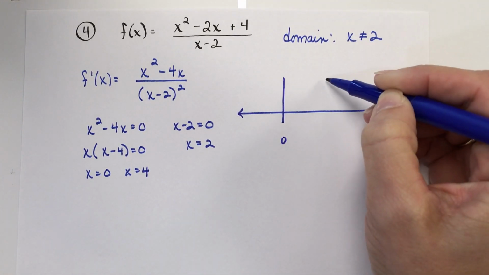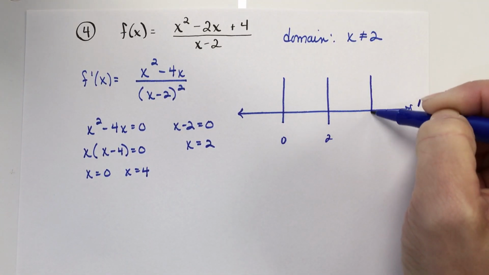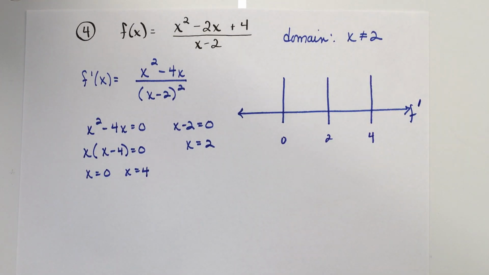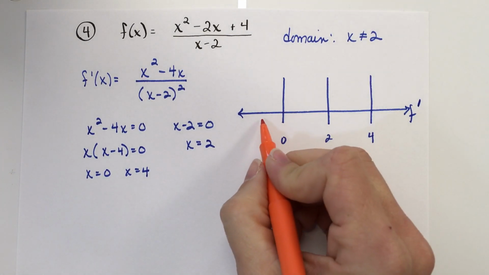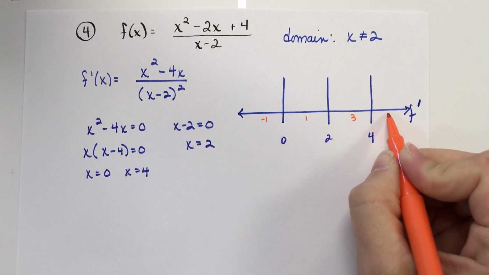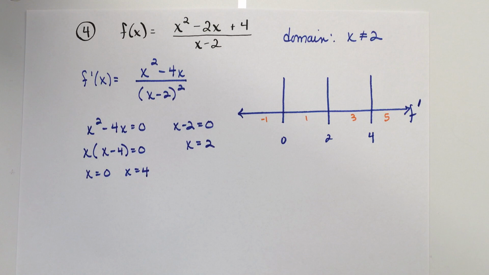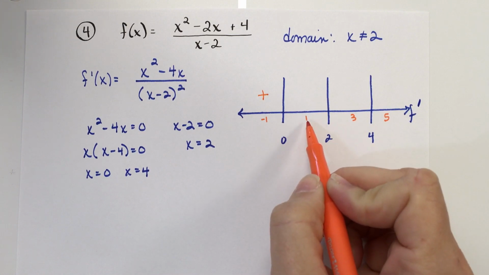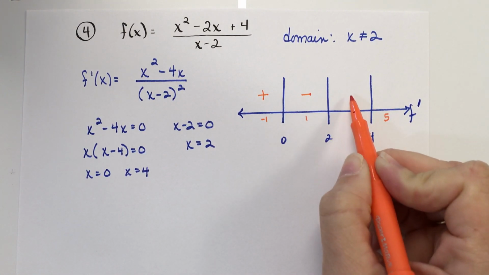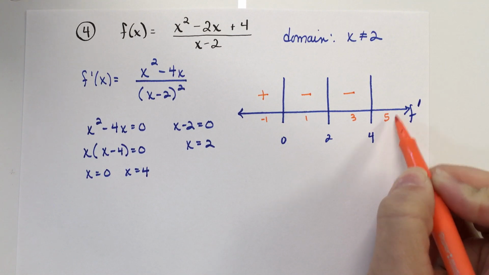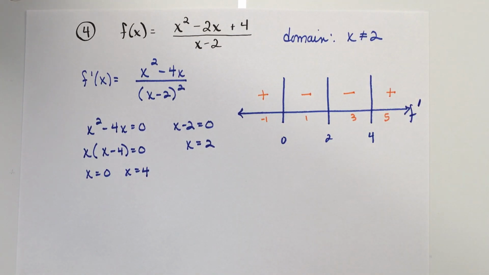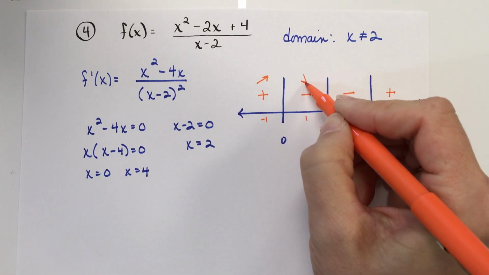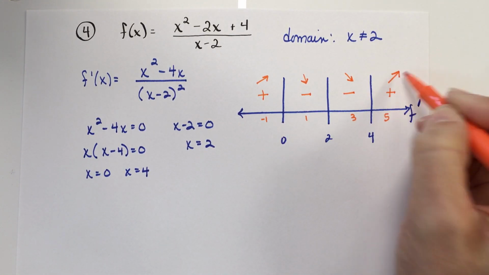So we'll have 0, 2, and 4. And then you need to pick a test number for each of these sections. So I'll go with -1, +1, 3, and 5. Now test numbers will be substituted back into your first derivative, and when you do that for each of these values, the -1 is going to give you a positive value, +1 will give you a negative value, +3 will give you a negative value, and +5 will give you a positive value. So this section's increasing, decreasing, decreasing, and increasing.